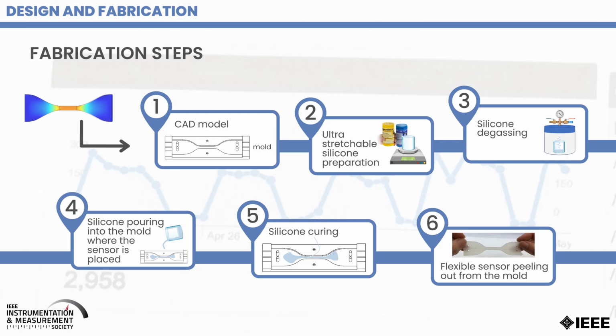After that, you have to fabricate your sensor. First of all, you have to give the modeled, optimized shape to your sensor by developing a mold in which you will place the sensor and then you will pour the silicone material. So you have to prepare the silicone material and pour the silicone into the mold with the strain sensor. And finally, after the curing time, you can remove the flexible sensor from your mold.